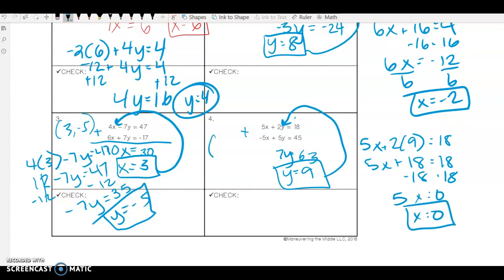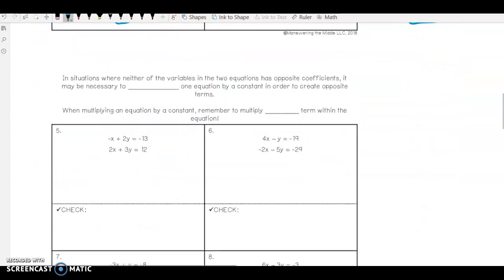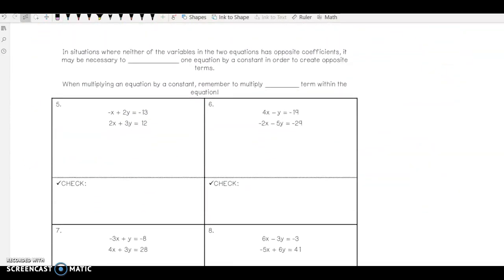That means that my two equations intersect at (0, 9), which we know is on my y-intercept. Okay? In situations where neither of the variables in the two equations has opposite coefficients, meaning nothing would cancel, like 5x and negative 5x, it may be necessary to multiply one equation by a constant in order to create opposite terms. When multiplying an equation by a constant, remember to multiply each term within the equation.